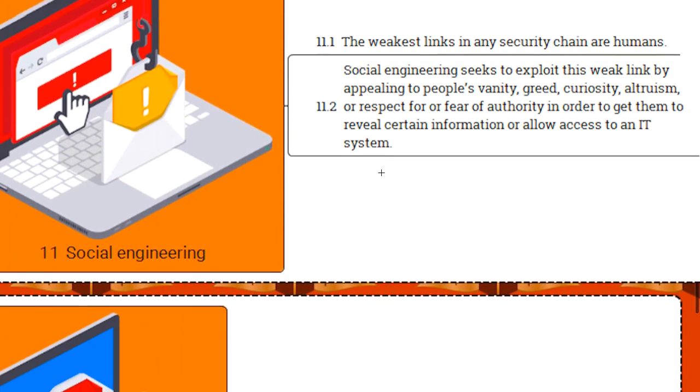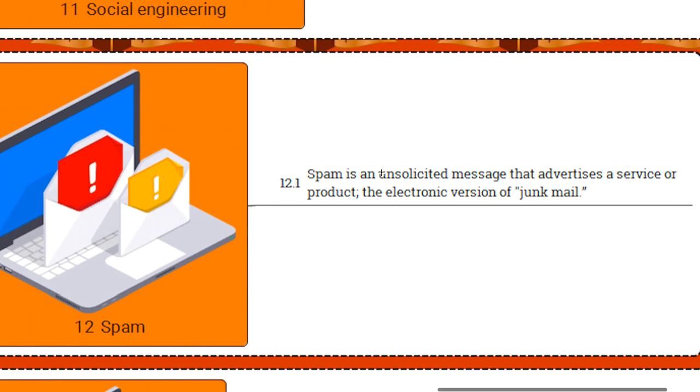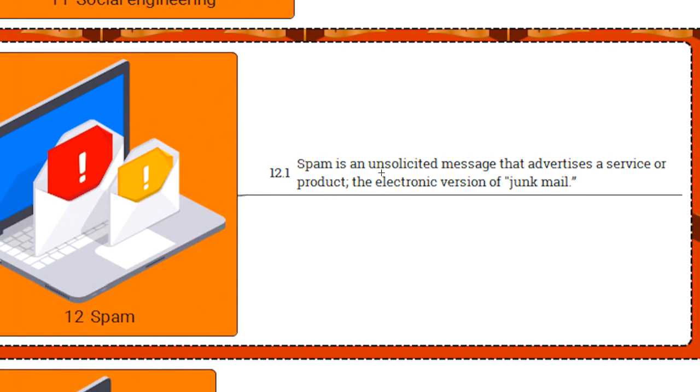The next part we are going to discuss here is spam. Now, what we mean by spam is very simple. Just like with pop-ups, no one enjoys getting spam emails or messages. And with the rise of social media, spam has made its way onto multiple channels, making it easier for your computer to become infected. What is spam? Spam is unsolicited messages that advertise a service or product, the electronic version of junk mail.